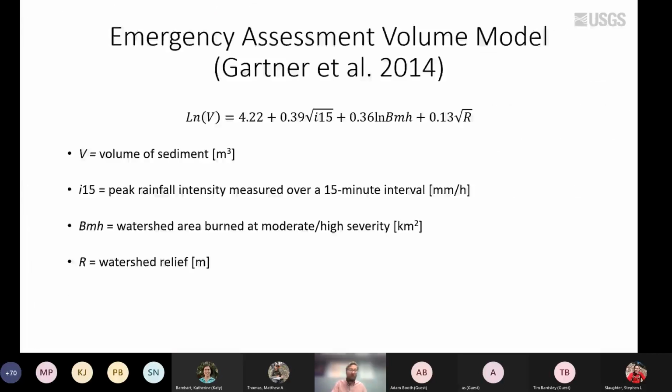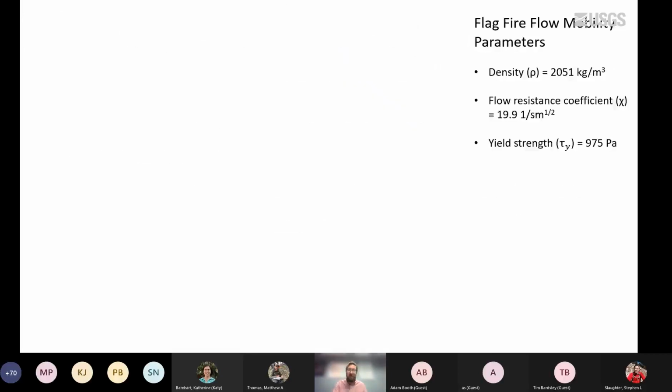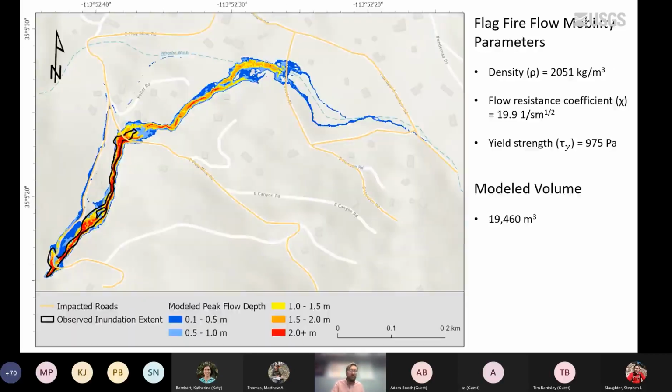When we applied the observed volume, we see that the peak flow depths along most of the runout path were 10 centimeters to a meter. But applying this modeled volume, we see a majority over a meter and large swaths of area with flow depths over 2 meters. So once again, peak flow depths have an important role in hazard assessment.